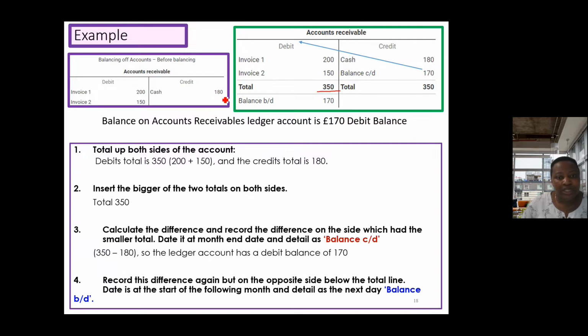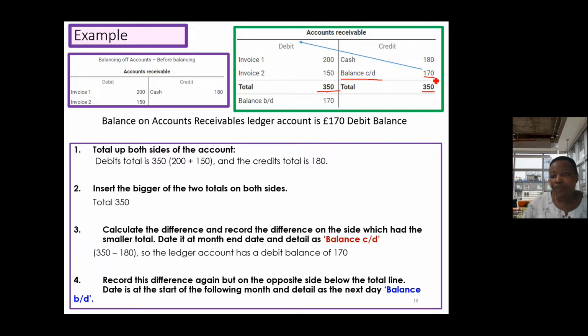But this is 180. So the debit side is greater than the credit side, and we have a debit balance, right? We look for the difference between 350 and 180, and that should be 170. You see now that we call this balance carried down. So balance carried down is 170. If you add 170 to 180, you should now have 350. So both sides are now equal.